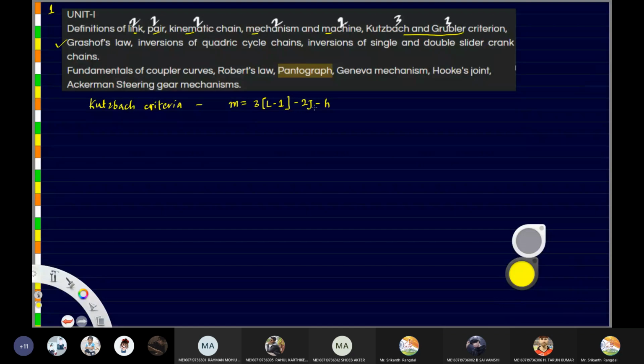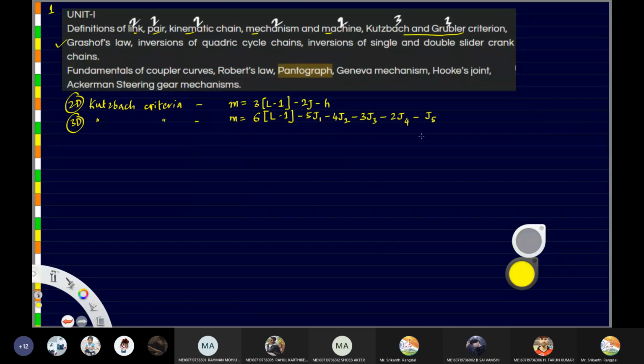Okay. So this equation that we have here is called the Kutzbach criteria. Actually, this is for 2D. We even have one Kutzbach criteria for 3 dimensions. So if you go for 3 dimensions, the equation becomes 6 times (L minus 1) minus 5 times J1 minus 4 times J2 minus 3 times J3 minus 2 times J4 minus J5.